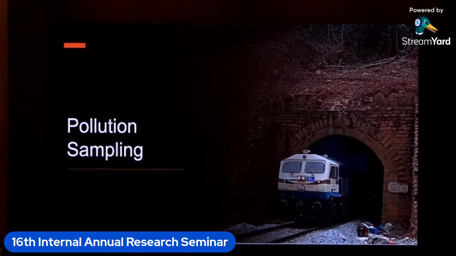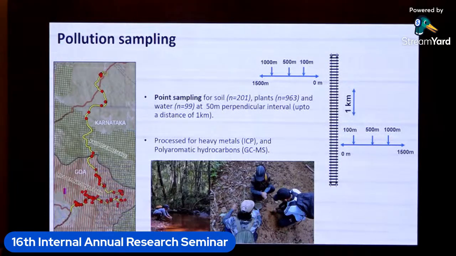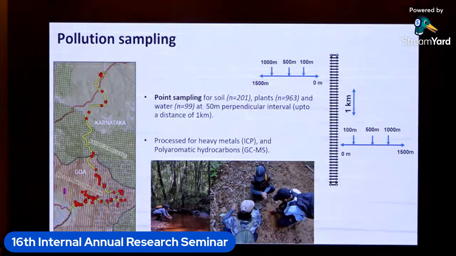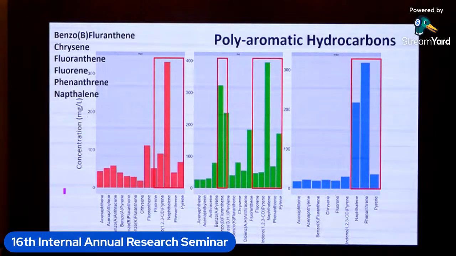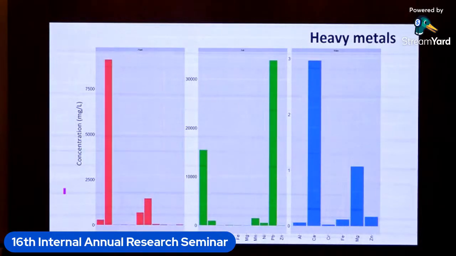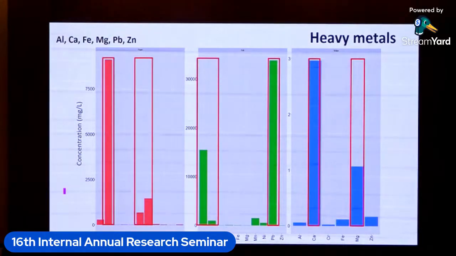For pollution sampling, we collected samples for soil, water, and plants, and we further processed them for heavy metals and polyaromatic hydrocarbons. Within polyaromatic hydrocarbons, we could see that naphthalene was high in almost all the samples, along with certain phthalates and other contaminants. And within heavy metals, we could see that in soil, lead was the highest. In plants and water, calcium was the highest observed.